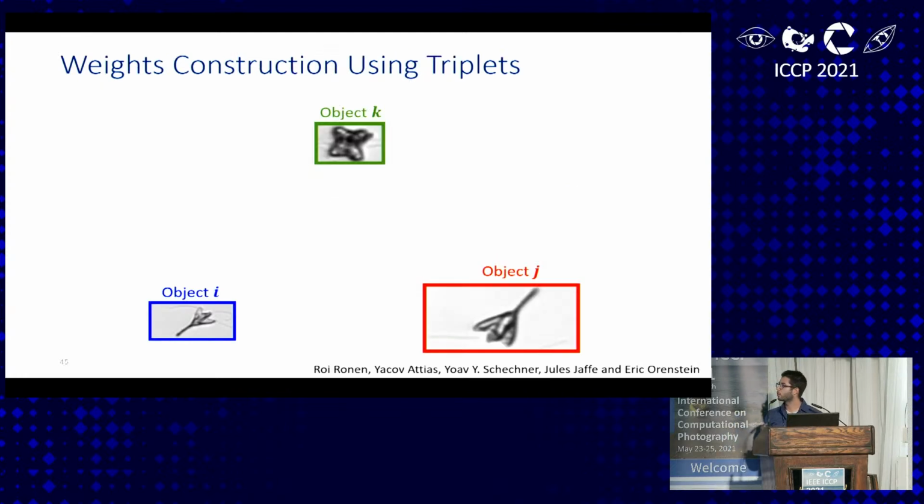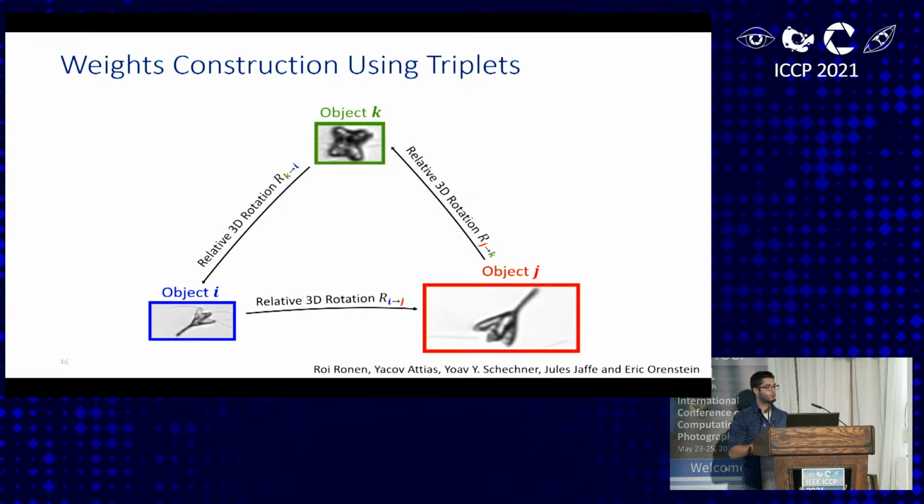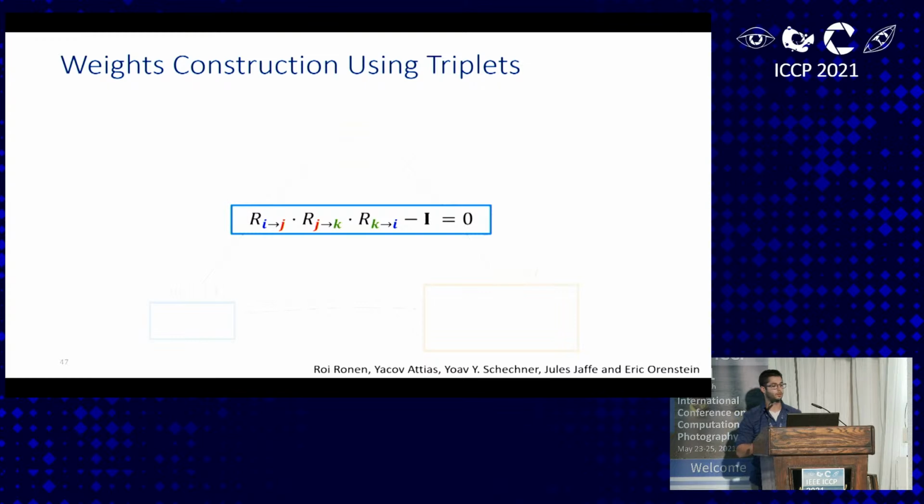Consider the triplets of images I, J, and K. We estimate the relative rotation between these images pairwise using the Fourier central slice theorem we discussed earlier. A perfect estimation of these three relative rotations should satisfy this algebraic condition.